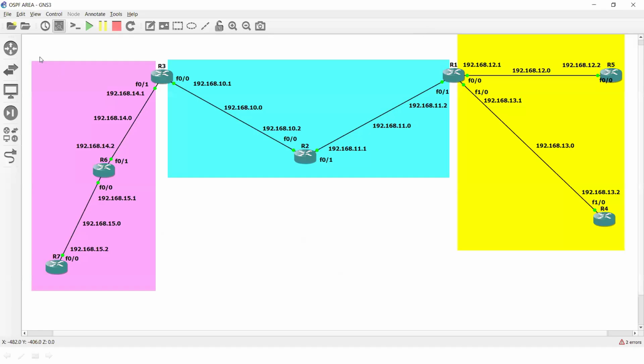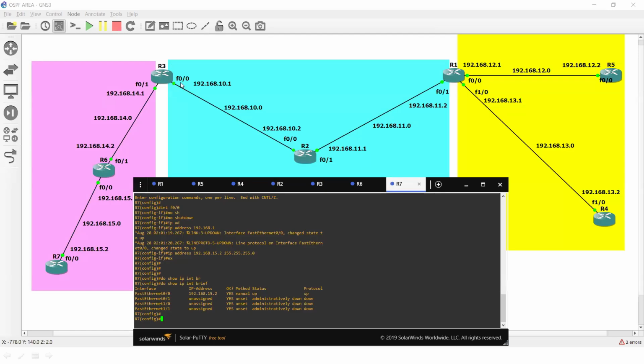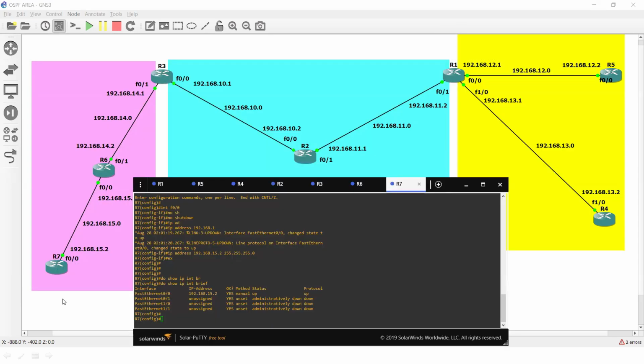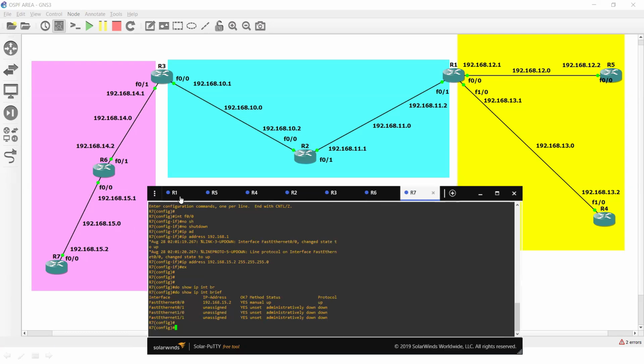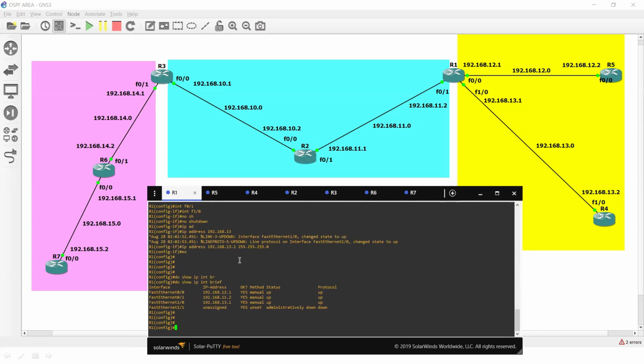Okay, first of all, we are going to configure OSPF on this network. After that, we are going to check which one is the ABR, which one is the ASBR, and so on. So let's go first of all to router 3, router 2, and router 1. Step by step, we are going to configure these. So dear all, we are going to do the configuration from R1 to R7.